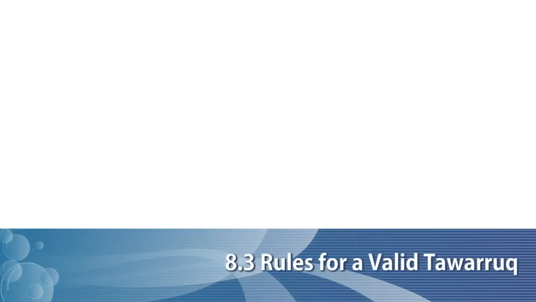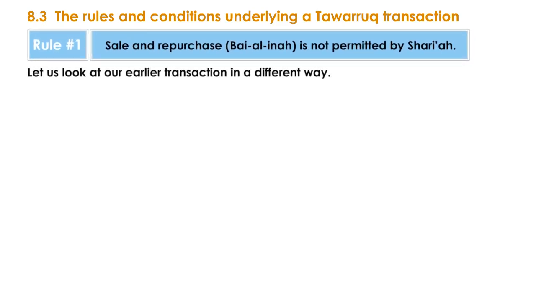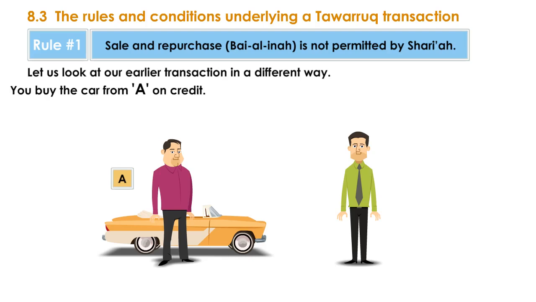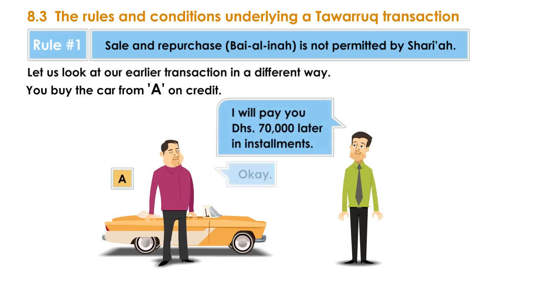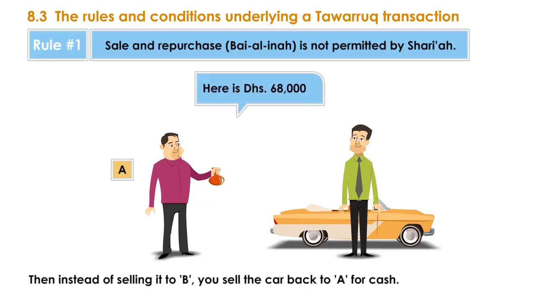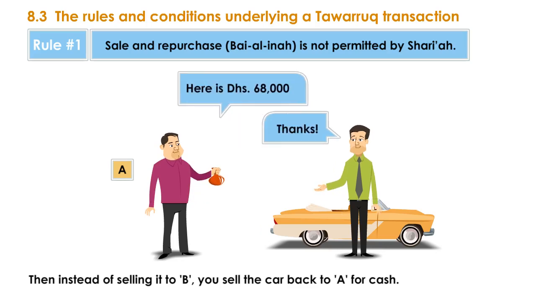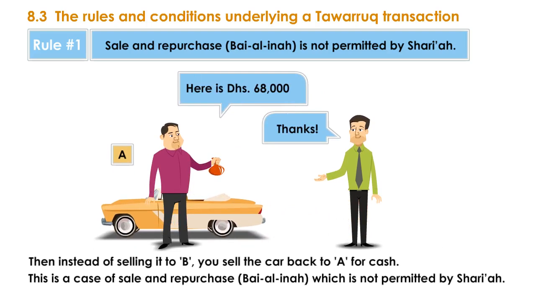Rules for a valid Tawarruk. Rule number 1. Sale and repurchase is not permitted by Sharia. Let us look at our earlier transaction in a different way. You buy the car from A on credit. Then, instead of selling it to B, you sell the car back to A for cash. This is a case of sale and repurchase which is not permitted by Sharia.